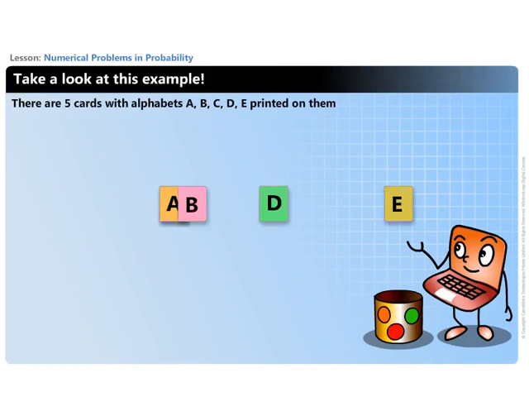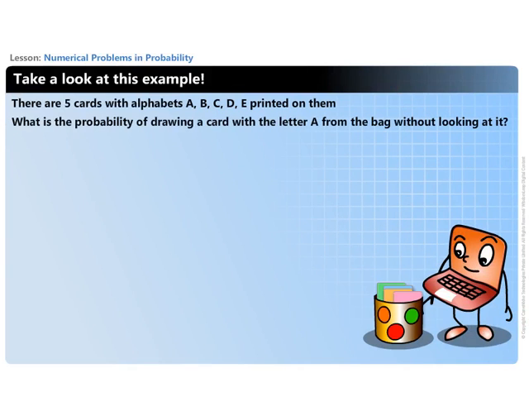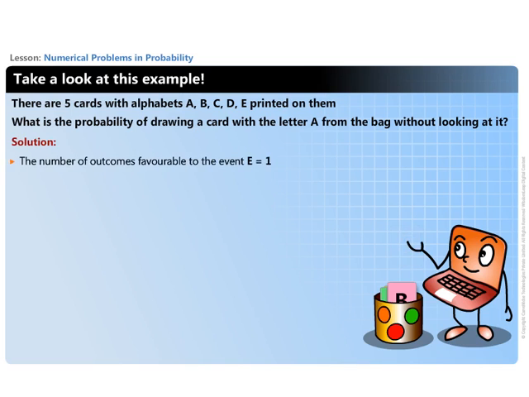There are 5 cards with alphabets A, B, C, D, E printed on them. What is the probability of drawing a card with the letter A from the bag without looking at it? Now, let us determine the probability of a certain or sure event. Here, the number of outcomes favorable to the event E is equal to 1 and the number of all possible outcomes of the experiment is equal to 5.